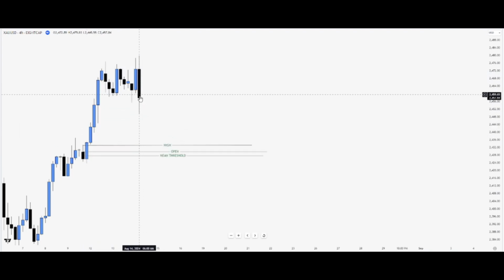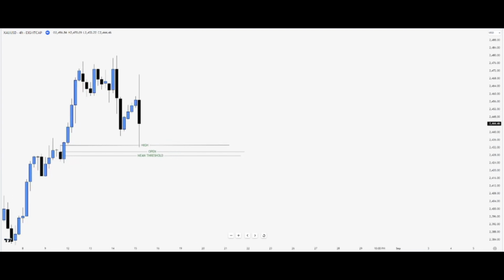So going forward, we want to see how price reaches for deeper discount, which is this particular bullish order block right here. So we've outlined the high, the open, and the mean threshold. So let's see what price does. So we can see how price has reached for the high of this particular order block and given us a good rejection right there.